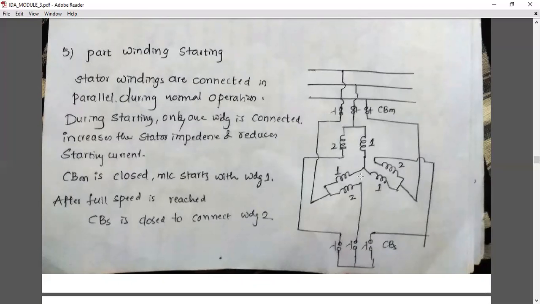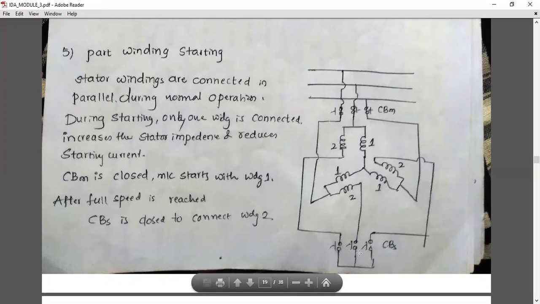That is the reason. Initially only CBM is connected, and only the first winding is connected, which has high resistance. Due to this high resistance or high impedance, the total initial current will be less. After the motor reaches steady state value, they are going to close this CBS.